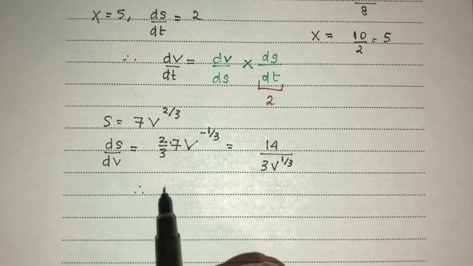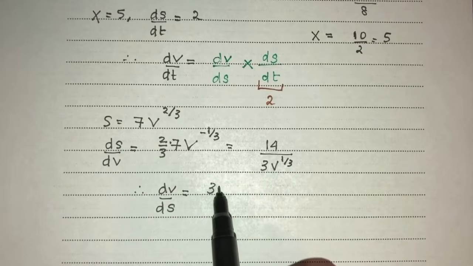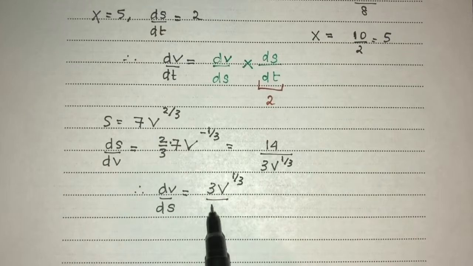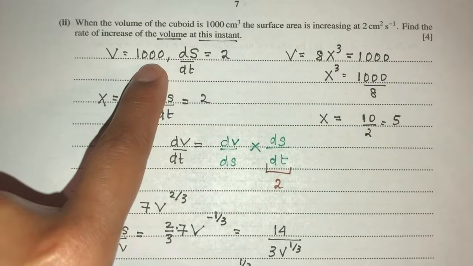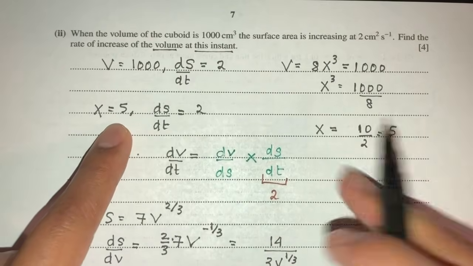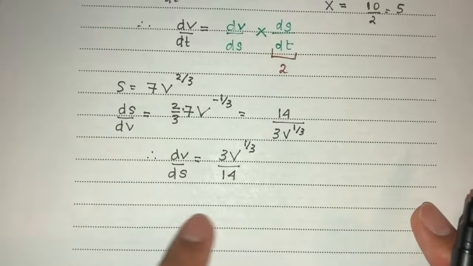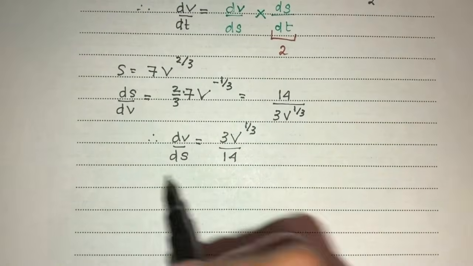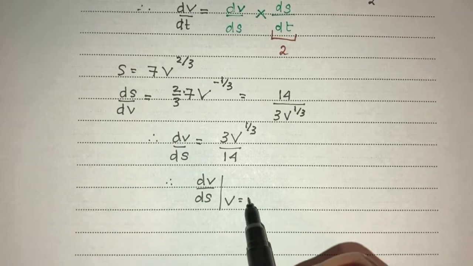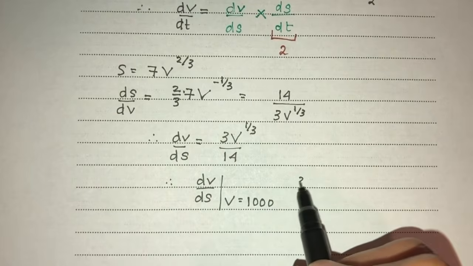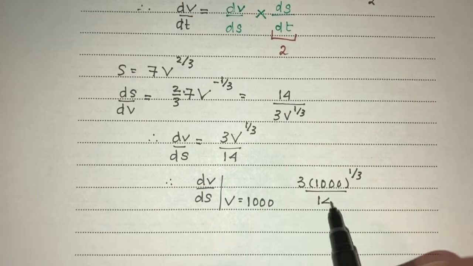Now for dv by ds, that is equal to 3 times v to the power 1 over 3, over 14. But now we have to find the value of this when v is equal to 1000. I think this is not necessary over here because we have been given this value already, so we can just use that to find this value. So we have to find dv by ds when v is equal to 1000. That will be 3 times 1000 power 1 over 3 divided by 14.